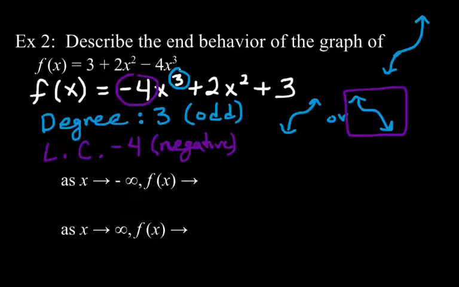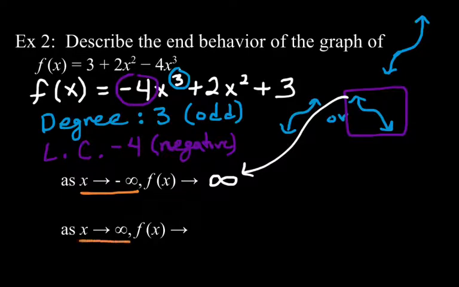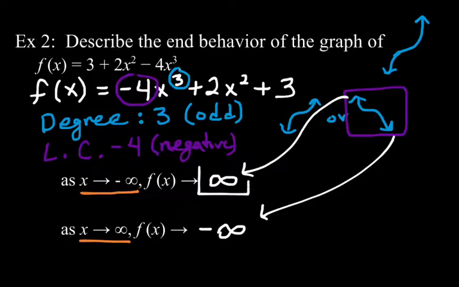So when we describe this, we're going to say as x approaches negative infinity, that means we're describing the left-hand side. The function approaches, since it's up, infinity. And that is this one right here. Then on the right, as x approaches infinity, the function is going down, so that's negative infinity. So remember, the only thing that is changing is these two values. It's either going to be infinity or negative infinity, and in this case, that's what those are.